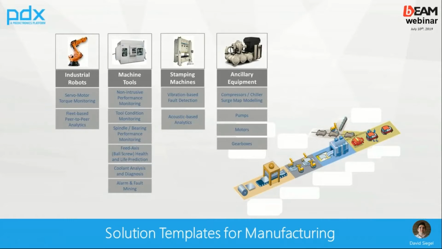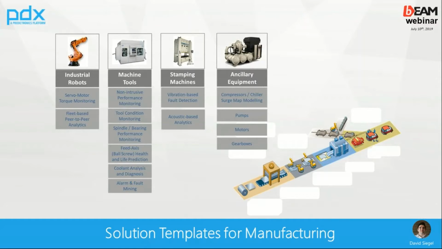So the PDX software is up and running in many organizations and manufacturing as well as fleets and so on. And this is an example of the templates for manufacturing applications. So you'll notice that there's already 10 or 15 templates listed here. There's maybe a total of 25 or 30 different templates.